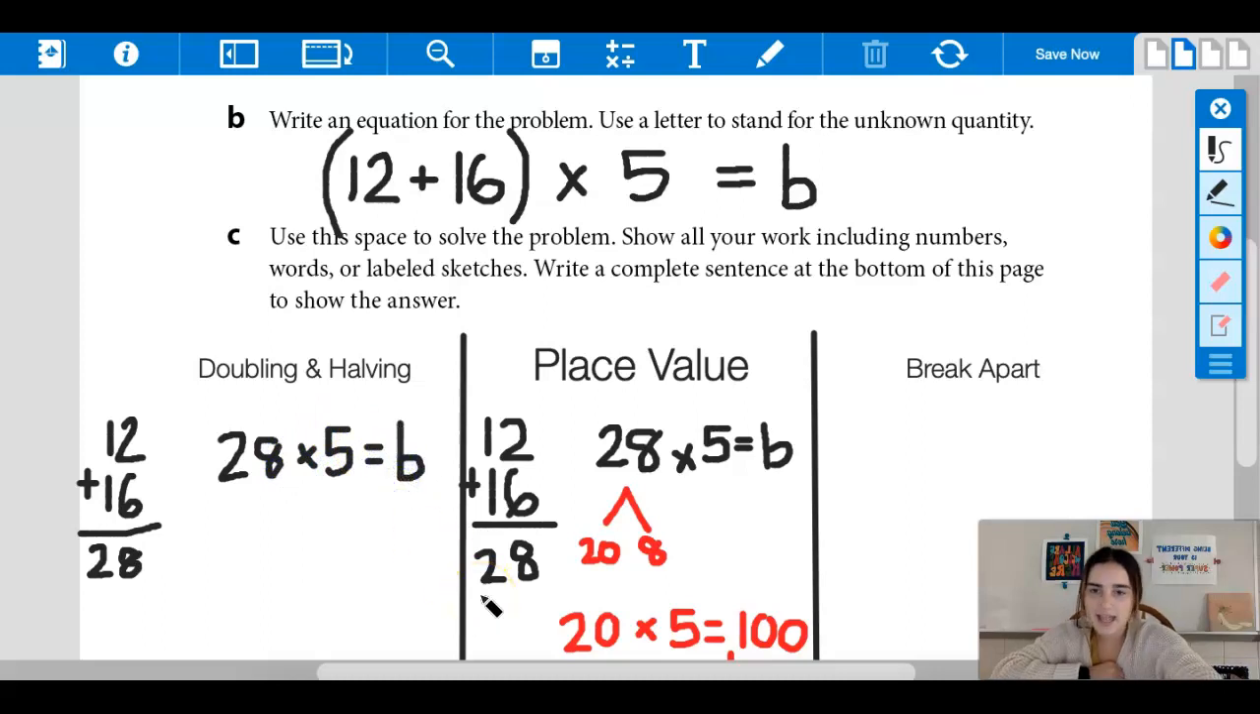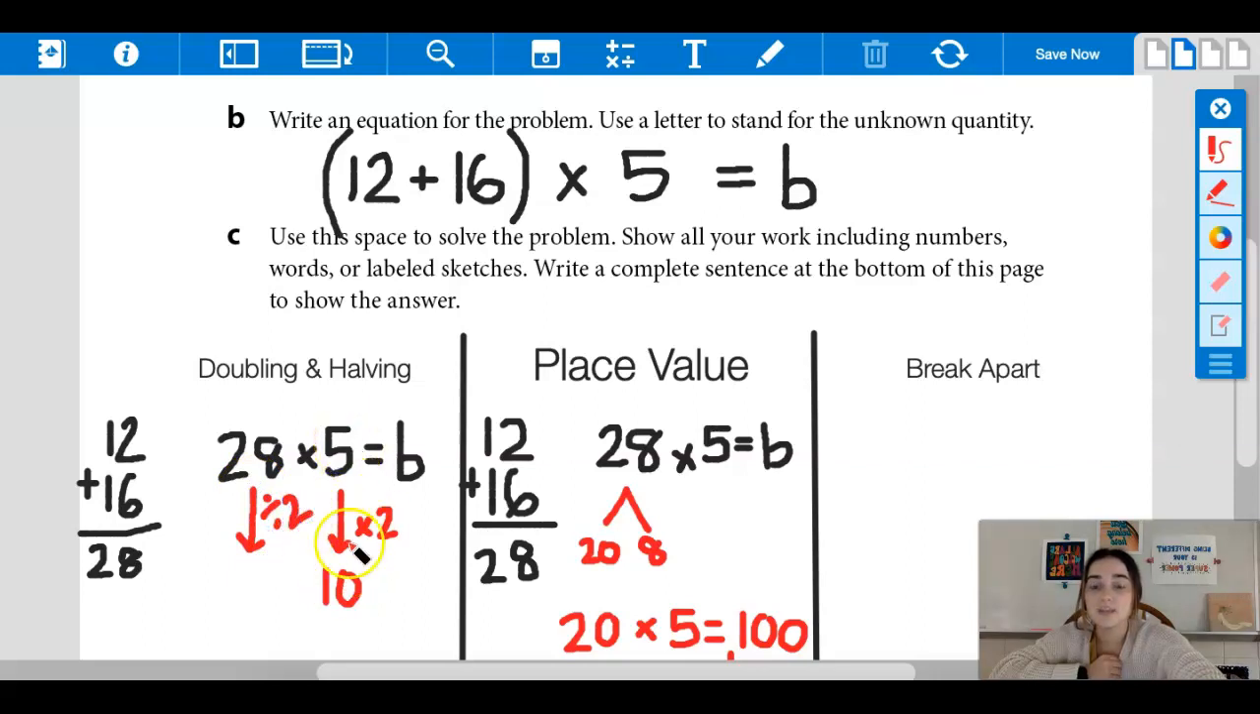In the doubling and halving strategy, you can double one of your numbers to get to a friendly number. So in this case, I'm going to double the 5 to get to 10 because I know how to multiply by 10 a lot easier. But I can't just do 28 times 10. I have to take half of 28. So I'm going to divide this by 2.